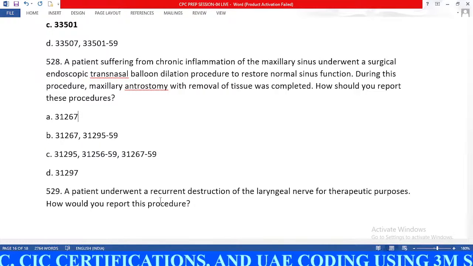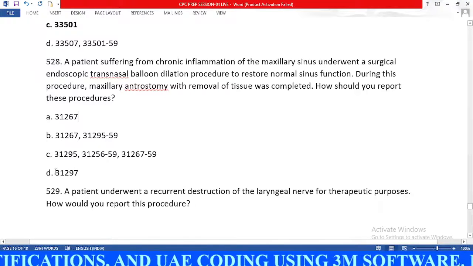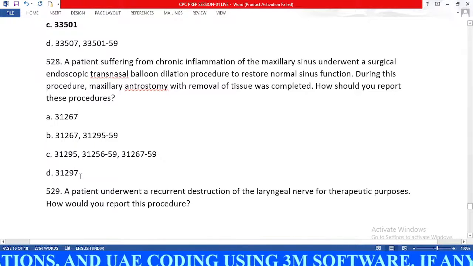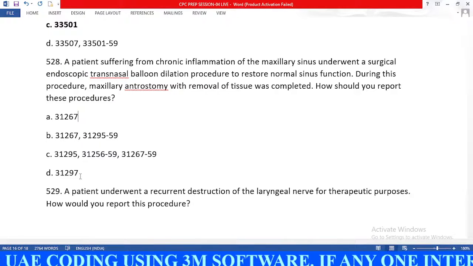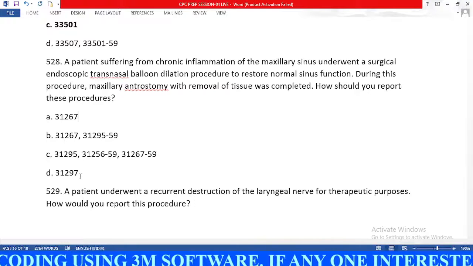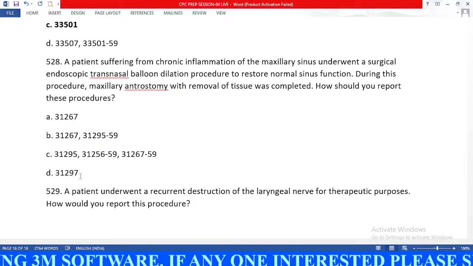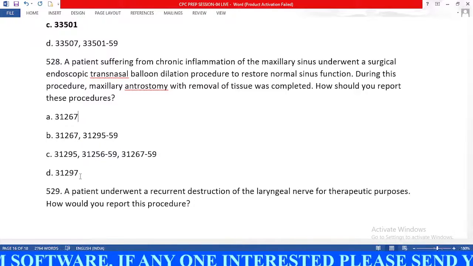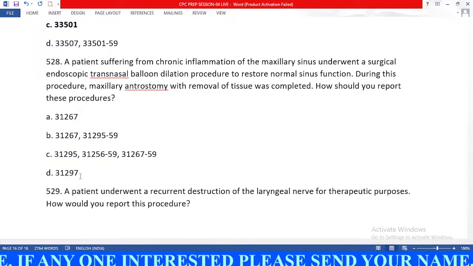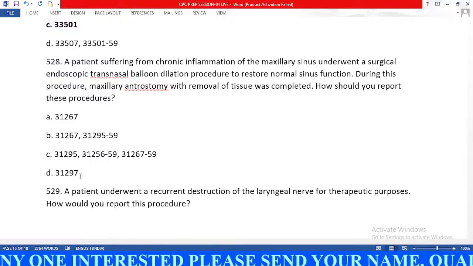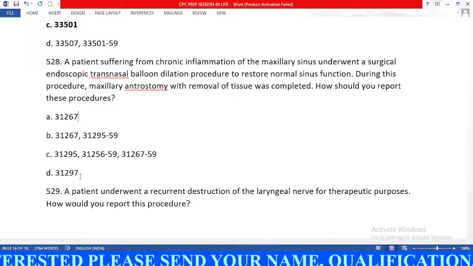Guys, first check the initial codes like 31267, 31295, 31297. Using the initial codes, we can eliminate most of the options. Now it is 10:46. I will give you 2 minutes. At 10:59, we will discuss the answer. Please, all of you, try to write any one answer. You don't need to worry about whether it is wrong or right. Just worry about how to understand and learn.